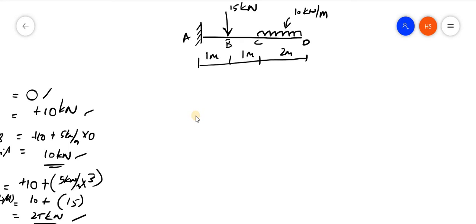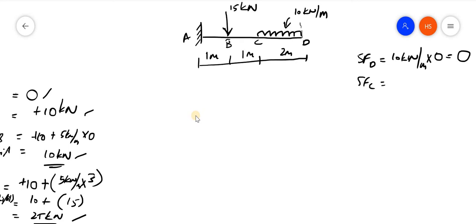Okay. Now I have to start from this end. What is the shear force? Since this is a UDL, if I am considering to the right, this point, what is the shear force at D? It will be 10 kilonewton per meter into distance, which is 0. Therefore, it will be 0. Then shear force at C. What is the shear force at C?